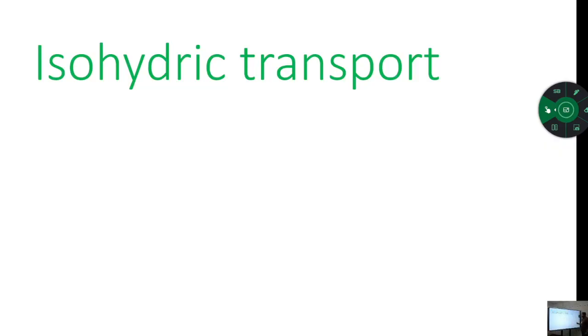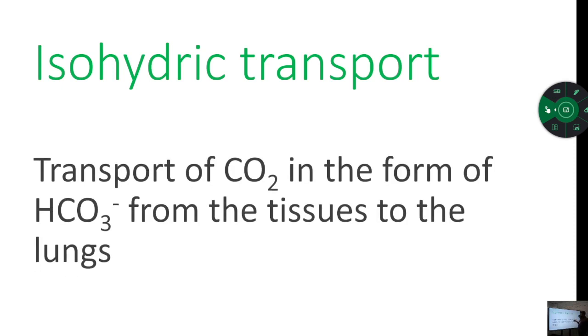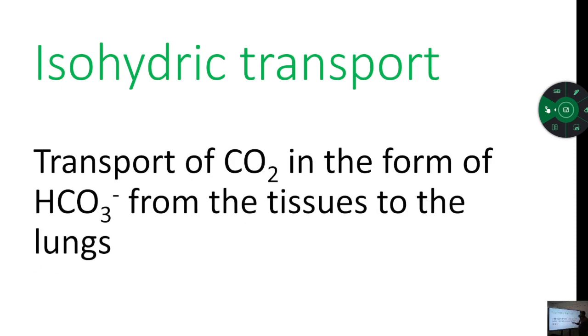So this is one mechanism with the help of hemoglobin, and this transport of carbon dioxide in the form of bicarbonate from the tissues to the lungs is known as isohydric transport. Just understand that term, such a term is there. Isohydric transport is the transport of carbon dioxide in the form of bicarbonate.